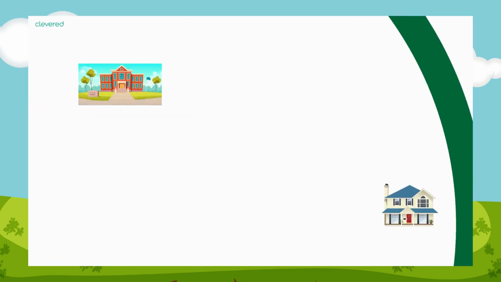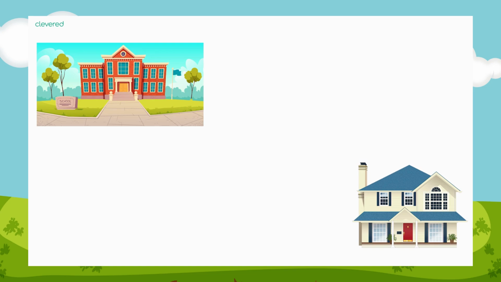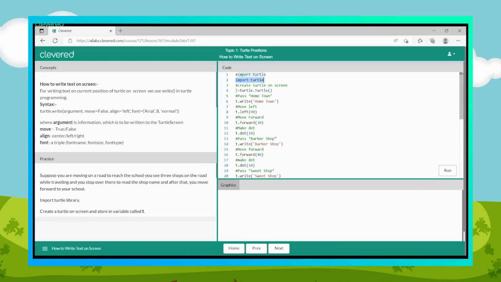We have to draw a map or route from home to school. Import turtle library. Create turtle and save it in a variable t. Use write function with hometown as a message within brackets. Now move left with 90 degrees and forward 30 steps. Use dot function to point to the next shop.